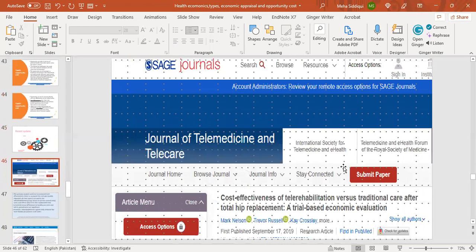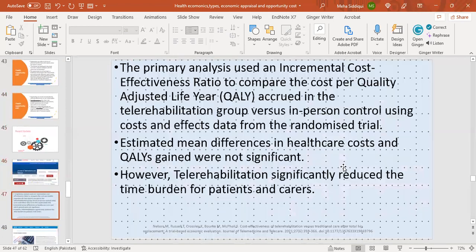This is the article titled Cost Effectiveness of Telerehabilitation versus Traditional Care After Total Hip Replacement, a trial-based economic evaluation. According to it, the primary analysis used an incremental cost effectiveness ratio to compare the cost per quality adjusted life year accrued in the telerehabilitation group versus the in-person control, using cost and effects data from the randomized trial. Estimated mean differences in healthcare cost and quality adjusted life years gained were not significant. However, telerehabilitation significantly reduced the time burden for patients and carers.